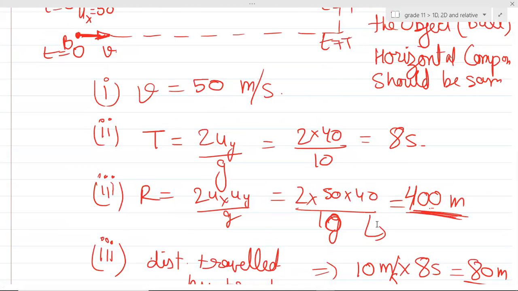2 Uy by g. Yes, I got it. So in projectile motion, you take 2 Uy by g, right? And Uy is the vertical component and Ux is the horizontal component.